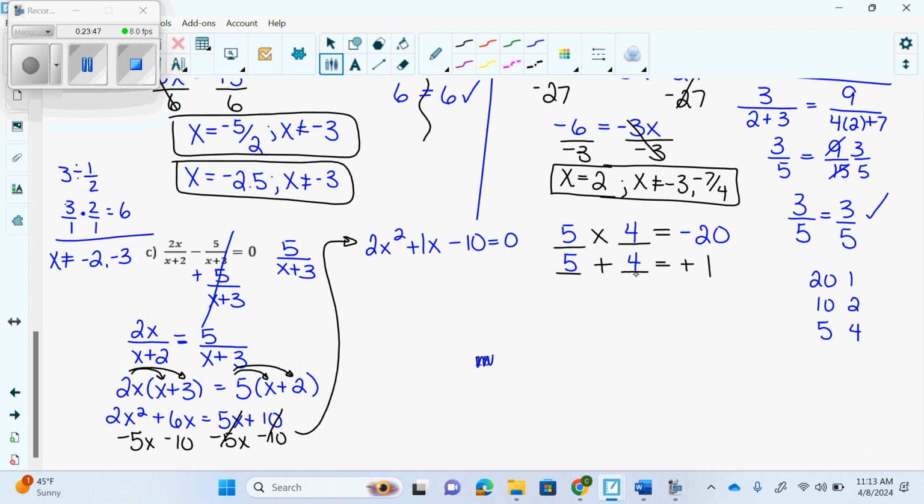So if I made the 5 be negative, I would get negative 20 and then negative 1. Is that good? No, so I'm going to have to make the 4 be negative, because 5 times negative 4 is negative 20. 5 plus negative 4 is positive 1. So that's why I write out the statements, because the statements can double check my mathematics. Yes?